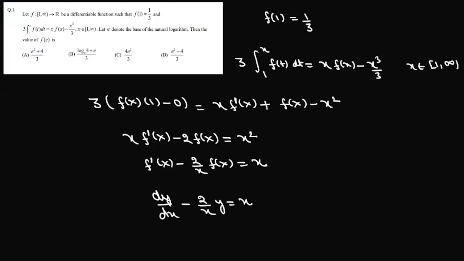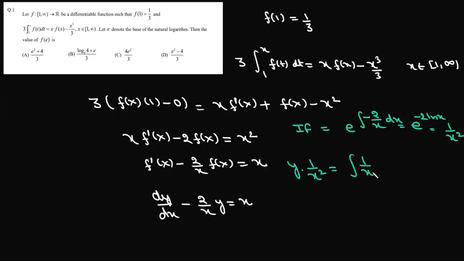Now linear in y, it is simple. First we need to find its integrating factor. Its integrating factor will be e to the power integral of minus 2 upon x dx. So that will be e to the power minus 2 ln x, which is x to the power minus 2. So it will be 1 by x square, and then we'll write its solution. So it will be y into 1 by x square equals the integral of 1 by x square into x dx. Now this x and x will cancel. So we'll get y upon x square equal to ln x plus c.